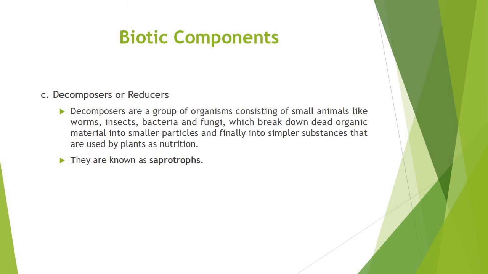And the last group of biotic component is decomposers or reducers. Decomposers are a group of organisms consisting of small animals like worms, insects, bacteria and fungi which break down dead organic material into smaller particles and finally into simpler substances that are used by plants as nutrition. They are known as saprotrophs.